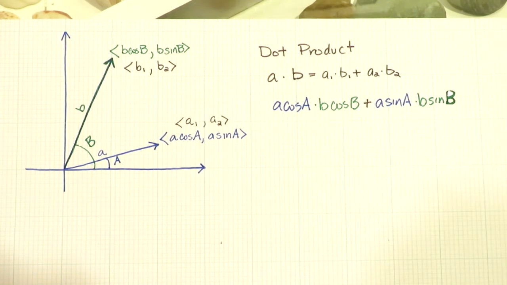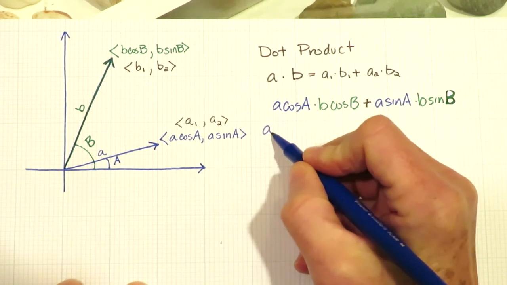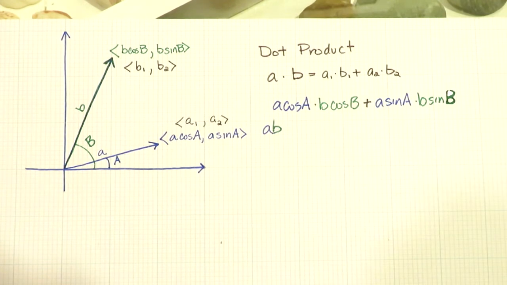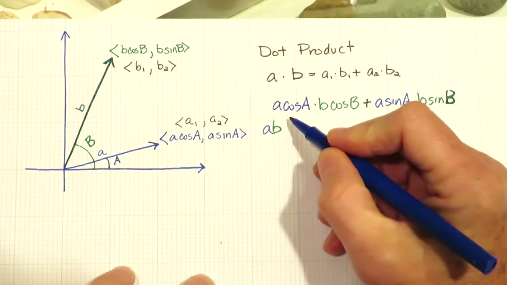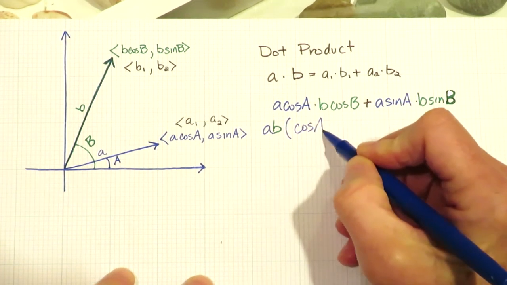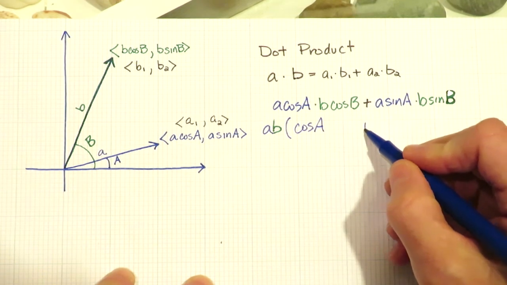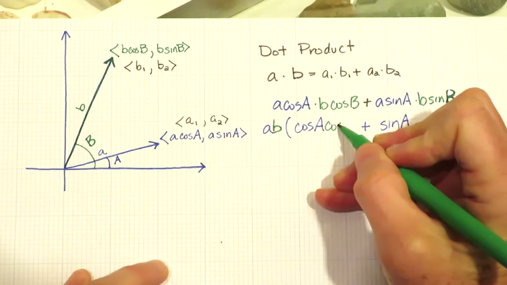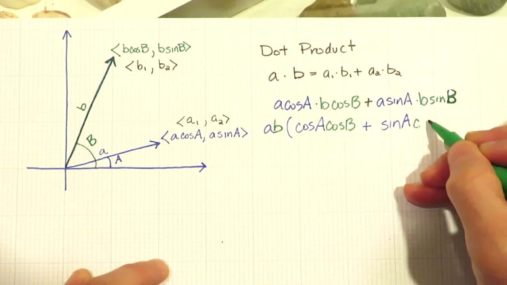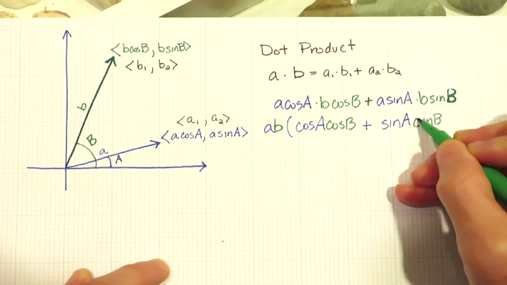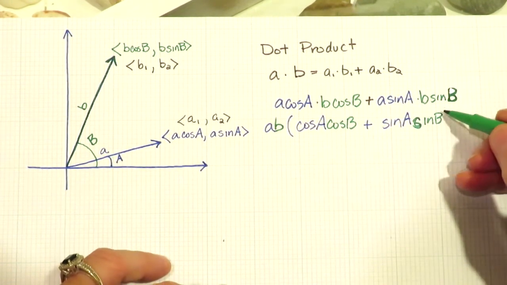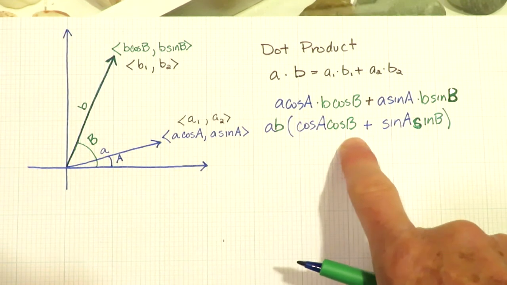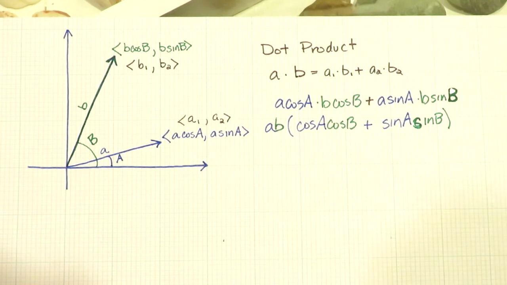I'm going to factor out the a times b, because lowercase a and lowercase b, the lengths of the vectors, are in both. And then I'm going to write what we have left. So we have cosine of A times cosine of B plus sine of A times sine of B. Okay, so this is equivalent to what we have up here, which is equivalent to the dot product.